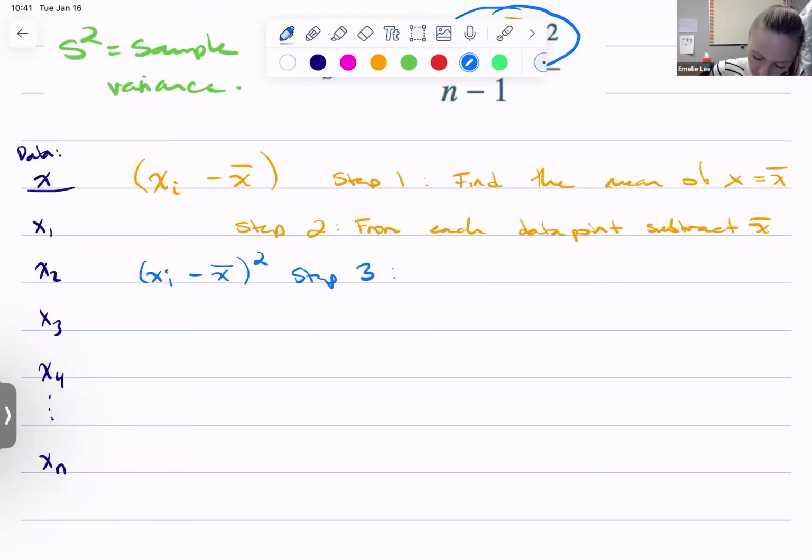Step 3. Now you would have potentially a new column where you've taken x1 minus x bar, x2 minus x bar, x3 minus x bar. I'm going to make you do it in Excel, not by hand, in the lab. But now what are you going to do? You're going to have a list of values still, of the deviations from the mean. But now you're going to square those deviations. So square each deviation.